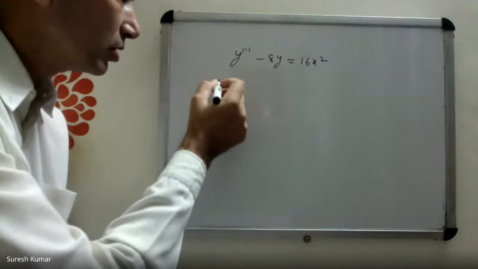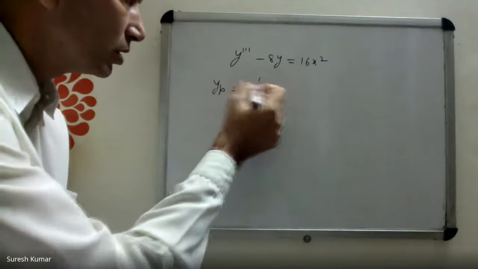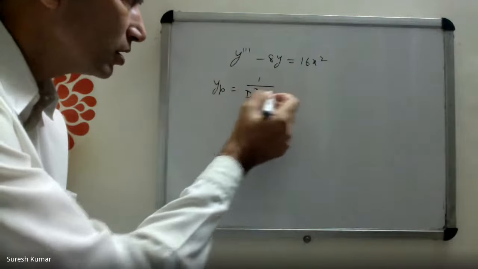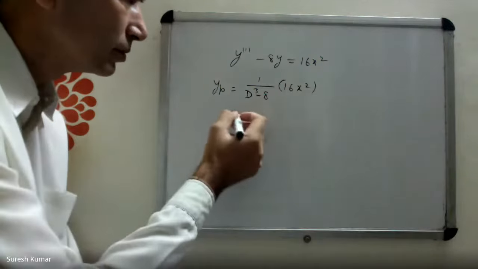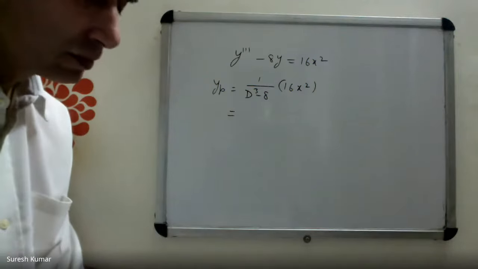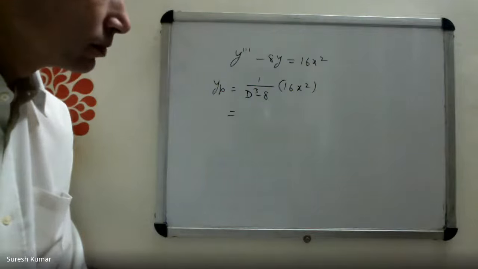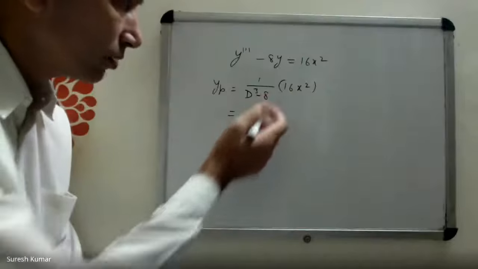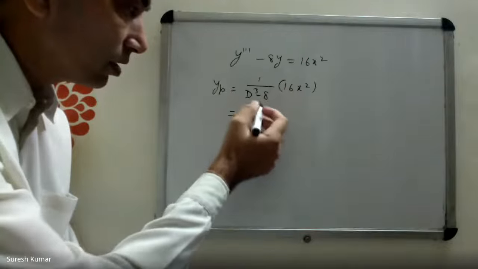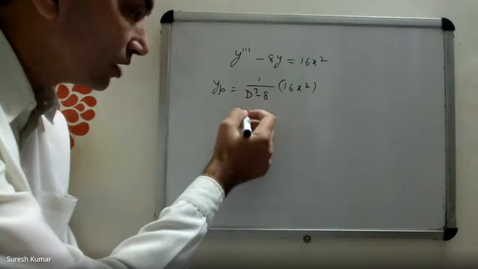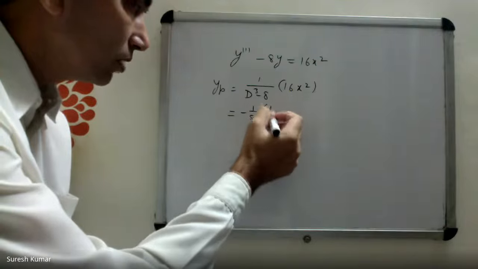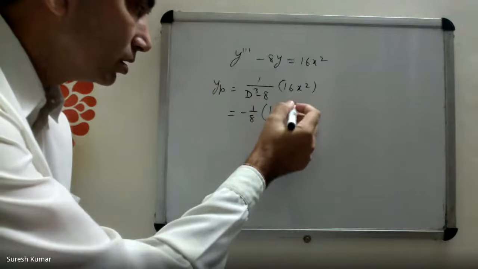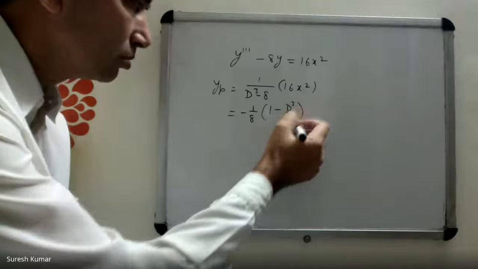So you need particular solution. So it's simply D cube minus 8 applied to 16x square, correct? Yes, sir. After this, it's very simple. You take out 8, means minus 8, and you are left with 1 minus D cube over 8, or minus 1.